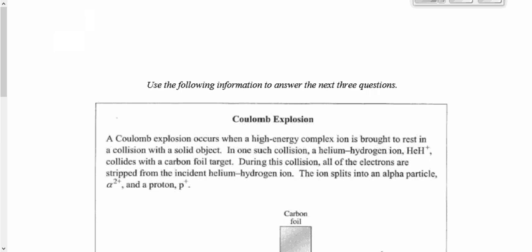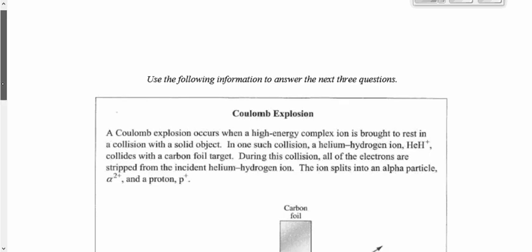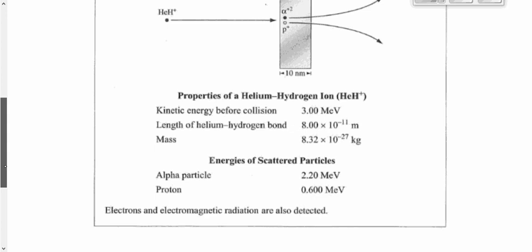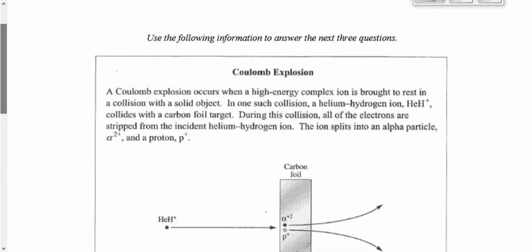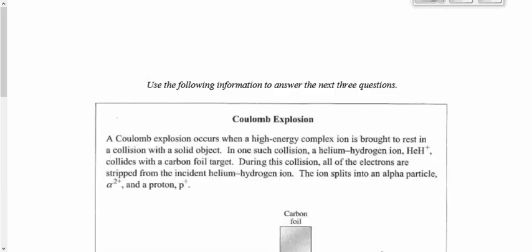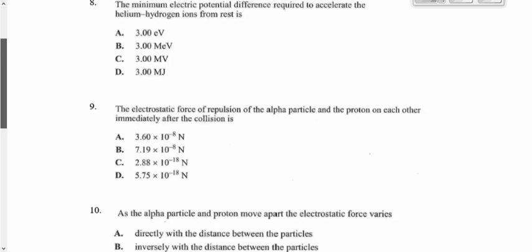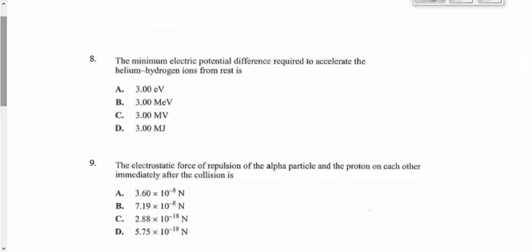Next question. This Coulomb explosion thing, got lots of data. I'm not going to read through that. Presumably you have already. It relates to the next 3 questions, including 8, 9, and 10. 8 says the minimum electric potential difference required to accelerate these ions, charged particles, accelerate. Charged particles are doing what? Accelerating, speeding up. Right, charged particles speeding up, that's like a car going down a hill.